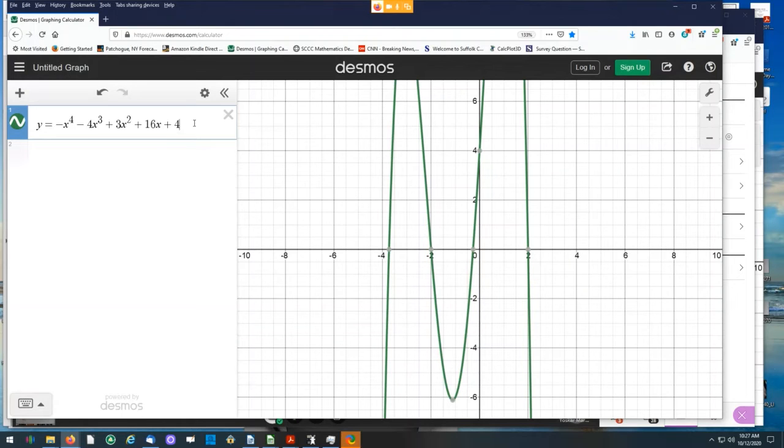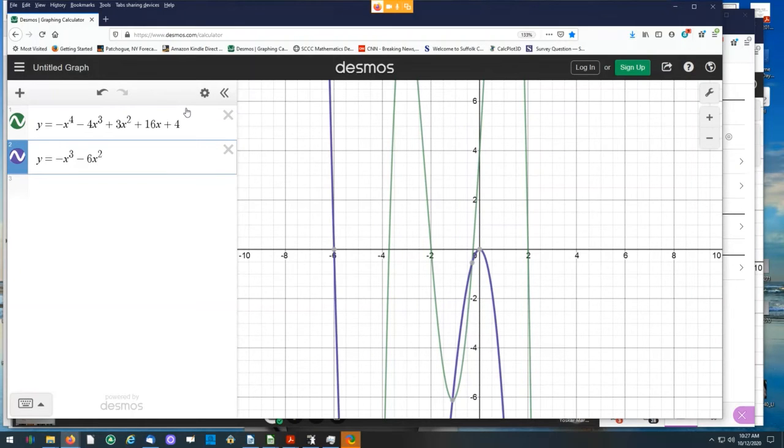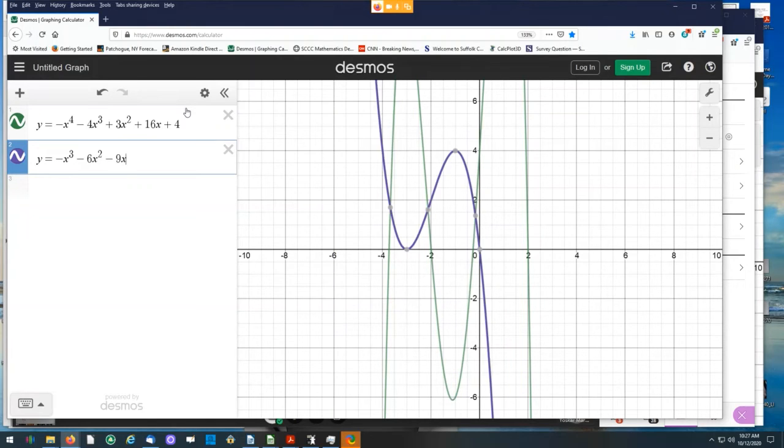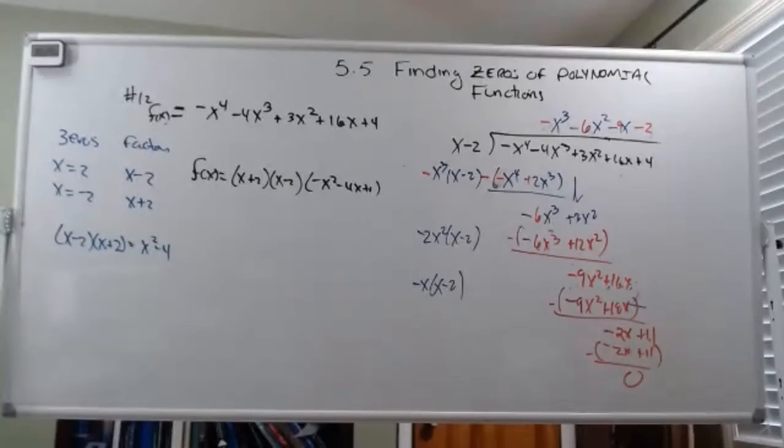Okay, so let's plug in the new one we got now. Y is equal to minus x cubed minus 6x squared minus 9x minus 2. Notice it goes to the other 3 zeros, as it should. And that's where I might notice, oh, x plus 2 is a factor, because x equal to negative 2 is a root. Okay, let's utilize that now. So now I would have this.